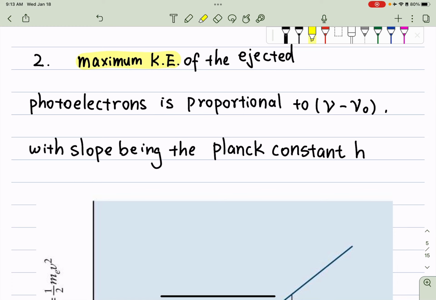All right, so these are the two pieces of information you can't really explain using the classical theory, because in the classical theory, we're relating the energy with the amplitude. But in this case, the amplitude doesn't matter. What matters is the frequency of the light.